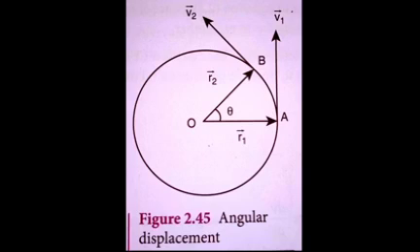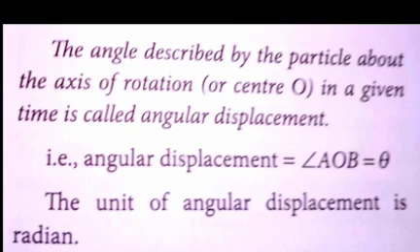Consider an object covering distance in a circular path. Now the object is at A, initially at time t equal to 0. The distance from O to A is r. Now the object covers the distance from A to B, making an angle theta, that is angle BOA equal to theta. Now we have to find the angular displacement. The angle measured about the axis of rotation in a given time is known as angular displacement. Therefore the angular displacement, angle AOB, is equal to theta. The unit of angular displacement is radian.